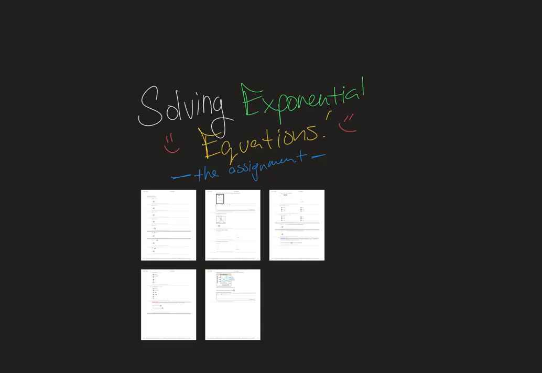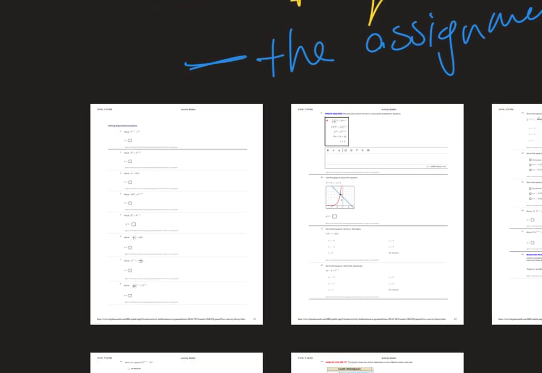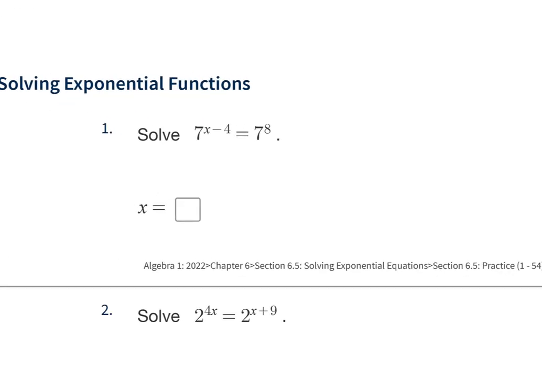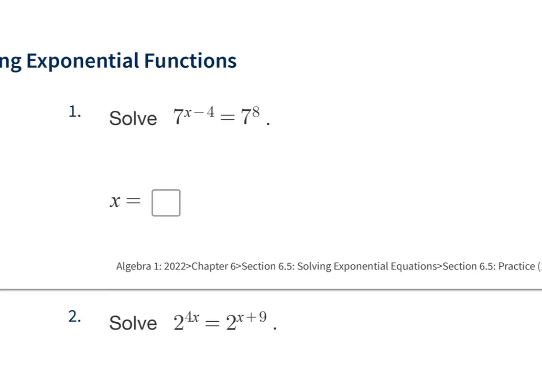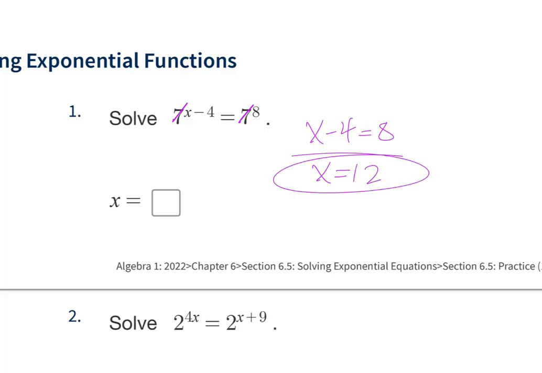Okay, we're going to be solving exponential equations, and I put this as the assignment because you got a video of the notes. So let's jump in here. We got the assignment. Number 1, 7 to the x minus 4 power equals 7 to the 8th power. Since our bases are the same, we can essentially ignore them, and it's x minus 4 equals 8. You add 4 to both sides, and x is going to equal 12.